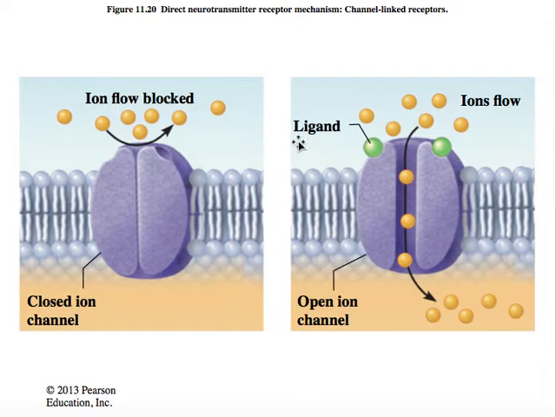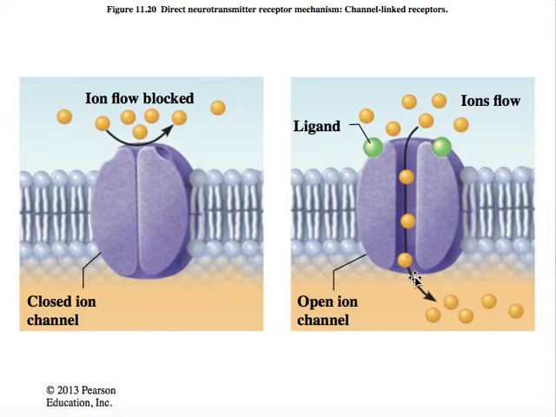So this chemically gated channel will open when a certain chemical binds. So what you'll see here is there's a closed ion channel, and there will be some kind of a ligand or some kind of a neurotransmitter that will bind to this receptor outside of the cell. And that will allow for the channel to open, and at that point the ion will flow through.